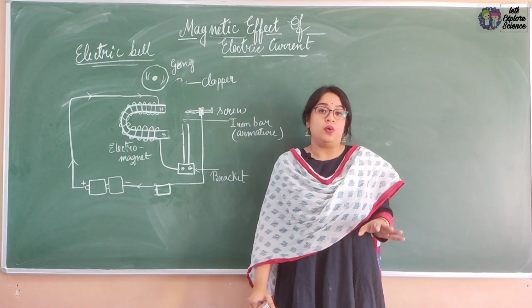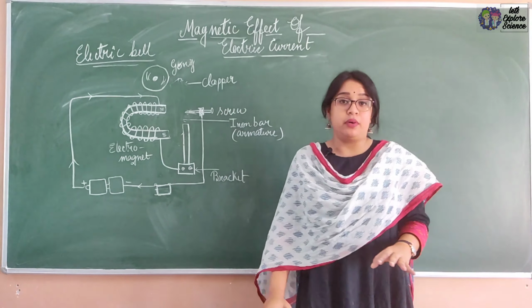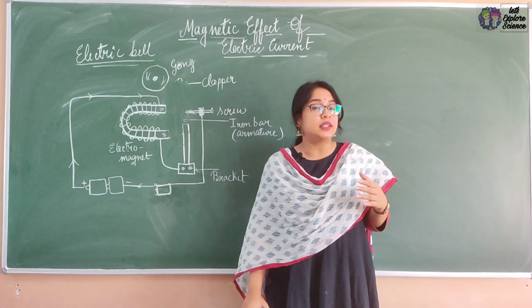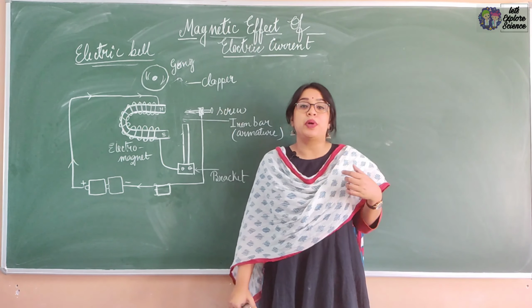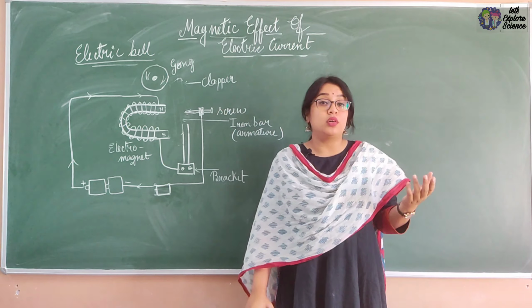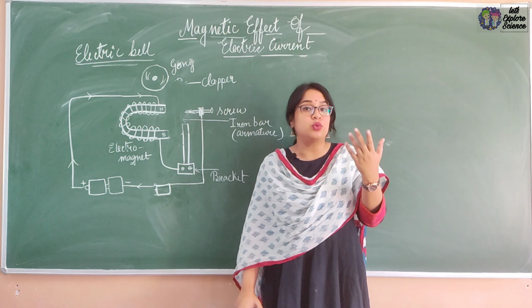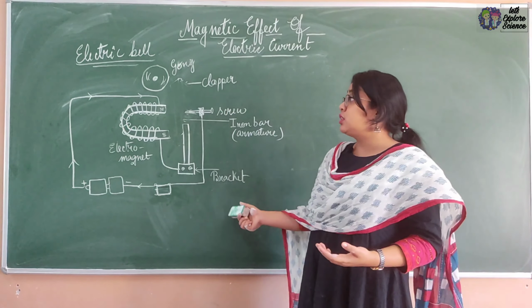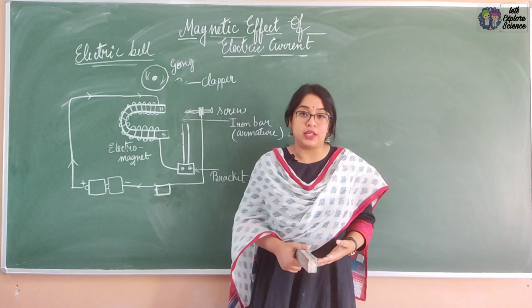Now, this was the end of the chapter, and we have discussed electric current and the effects of electric current, and by utilizing those effects, the devices which use those effects, like the heating effect or the magnetic effect, and at last we have discussed the working of the electric bell.